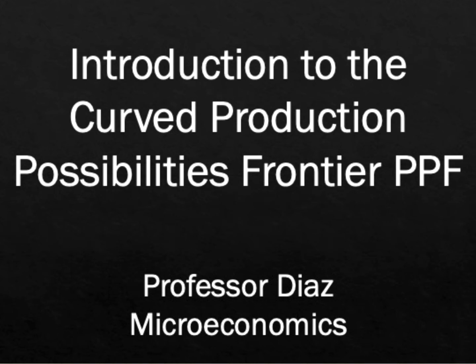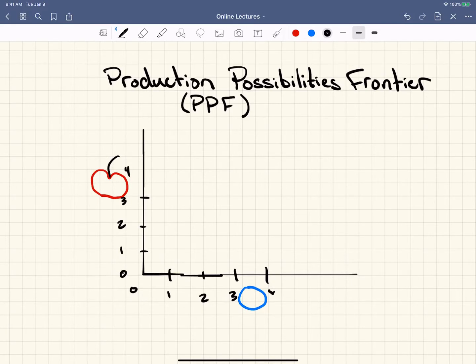Okay, Professor Diaz here, and in this video I want to continue the discussion on the production possibilities frontier, but talk about a curved production possibilities frontier, okay? So in this video we're going to assume that this country can produce either 4 cherries or 4 blueberries, okay? So it's a linear relationship in terms of they can produce a total of 4 cherries or a total of 4 blueberries. Now, in the last video, we would have drawn the production possibilities curve to show something like this. This is a straight line.